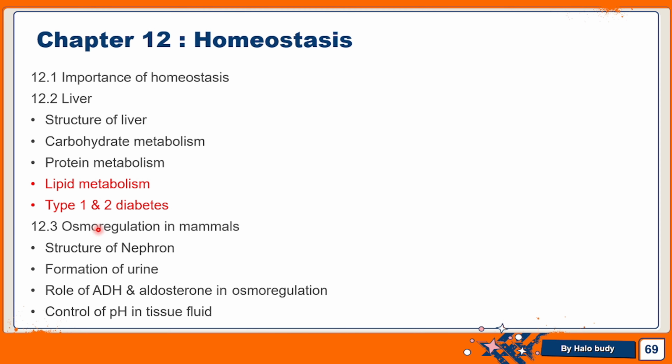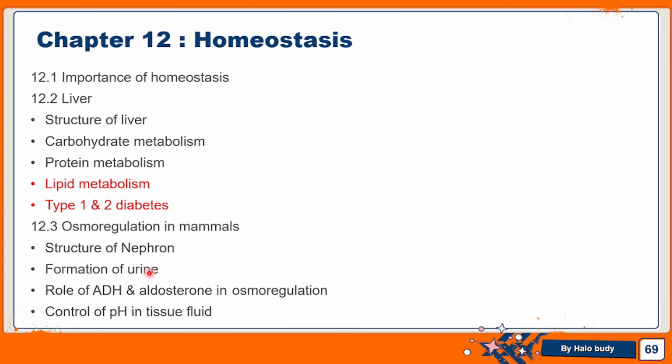Then as I mentioned, you also need to learn about osmoregulation in mammals, which is the structure of the nephron, formation of urine, role of ADH and endosome in osmoregulation, and also control of pH in tissue. For the structure of the nephron and formation of urine, you will learn in STPM Bio. You still remember the formation of urine includes 3 processes: ultrafiltration, reabsorption, and secretion.